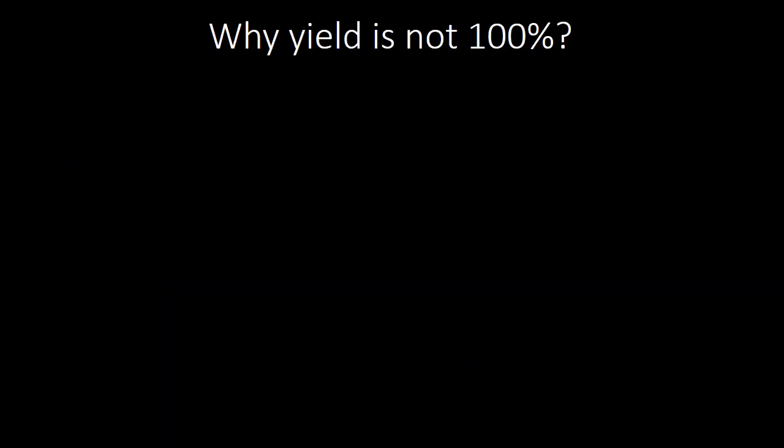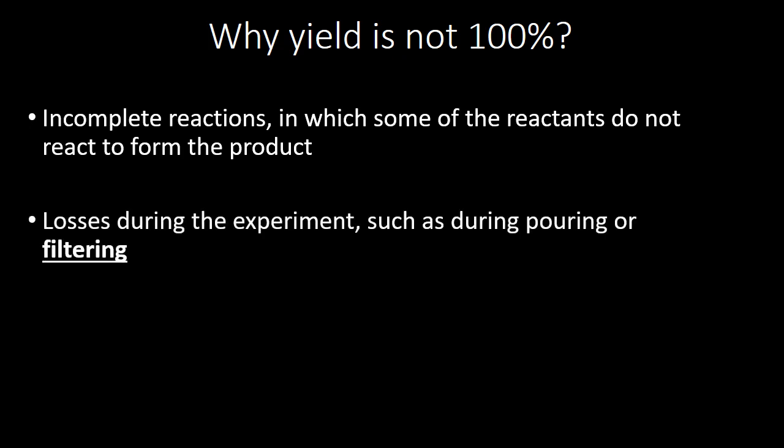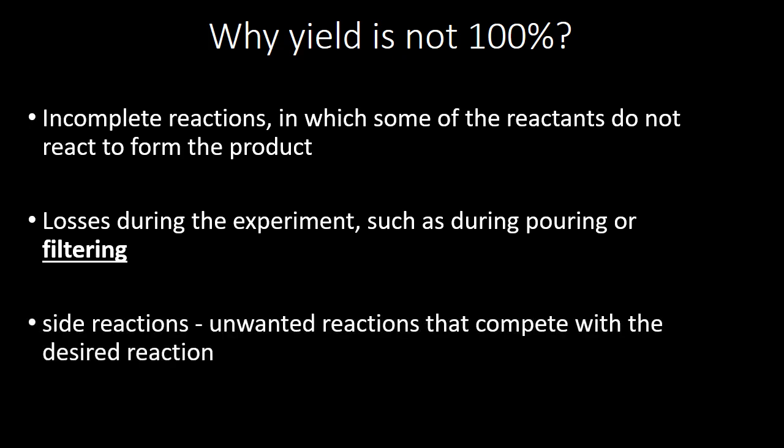So how come these things are not the same? How come what you can produce is not the same as what you're actually producing? So why is the yield not 100%? Well, there are a few reasons why. Firstly, there are incomplete reactions, where some reactants do not end up forming the product. Under that category, we could also have reversible reactions, where some of the products can revert back to the reactants. You could also have some losses during the experiment, such as while pouring or filtering, and you could also have some side reactions, which are unwanted reactions that compete with the desired reaction.